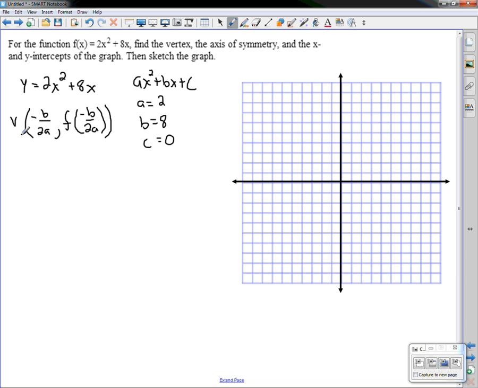So to find our vertex, we're just going to go ahead and plug our values in to find the x. So my x value is going to equal negative b, which is 8, over 2 times a, which is 2. That gives me negative 8 over 4, which gives me negative 2. So for my vertex, we have half of it. We have the x value, which is negative 2.